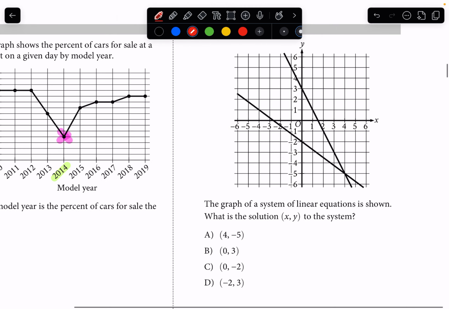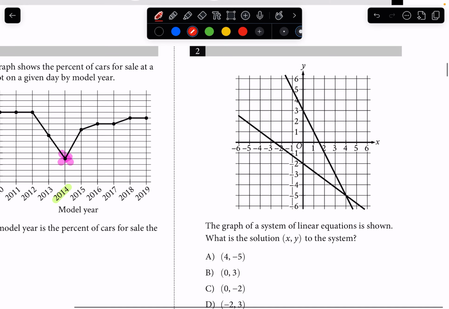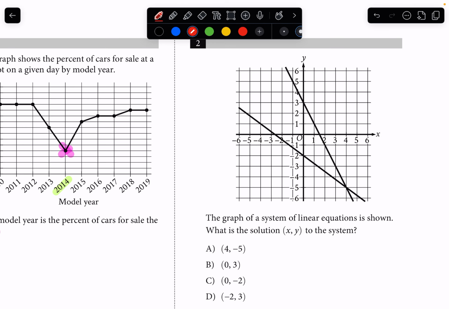Now moving on to the second question. Over here we are given a graph, and the question is asking us to find the solution of x and y to the system of linear equations. The solution to a system of equations is the point where the two lines intersect. So from the graph, we need to locate the intersection point. If we do that, we can see at this point the two lines intersect and have a common point in the middle. So this is the common point right there.